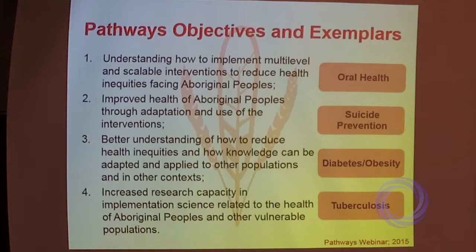So in our Pathways project, there are these 4 exemplars that you could apply to. Of course, we applied to tuberculosis, and to increase research capacity and implementation science related to the health of Aboriginal peoples and other vulnerable populations. Malcolm may want to say something about this at the end.